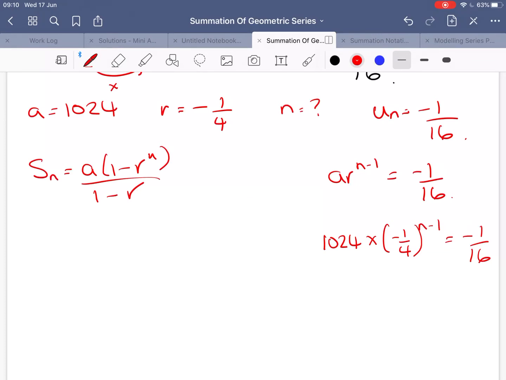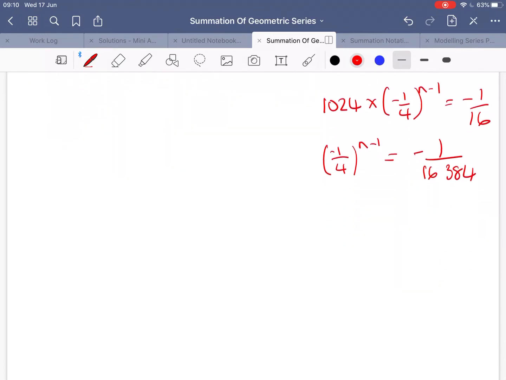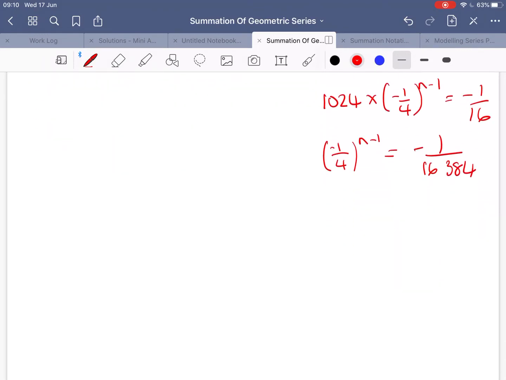Divide by 1024, so we've got minus a quarter to the n minus 1 equals minus 1 over 16 times 1024, which is going to be, big number, 16,384. Now, you're going to have a bit of a problem, because if I decided to take the logarithm of both sides, which I could do, I could try and do natural logarithm of minus a quarter to the power n minus 1. So I'd take the n minus 1 out and put it at the front like that, like we did before.